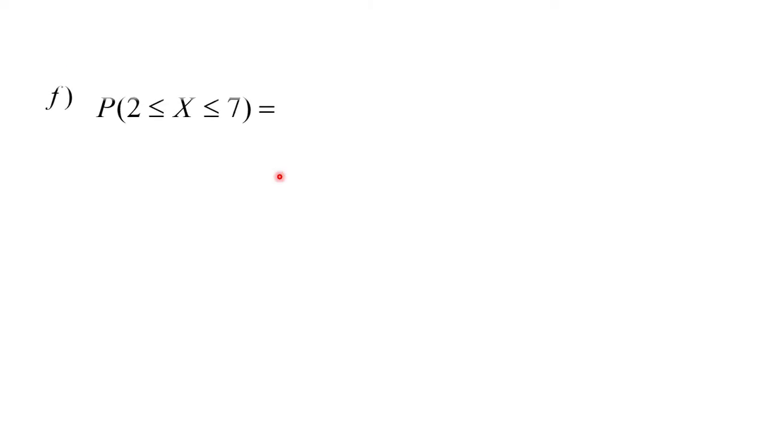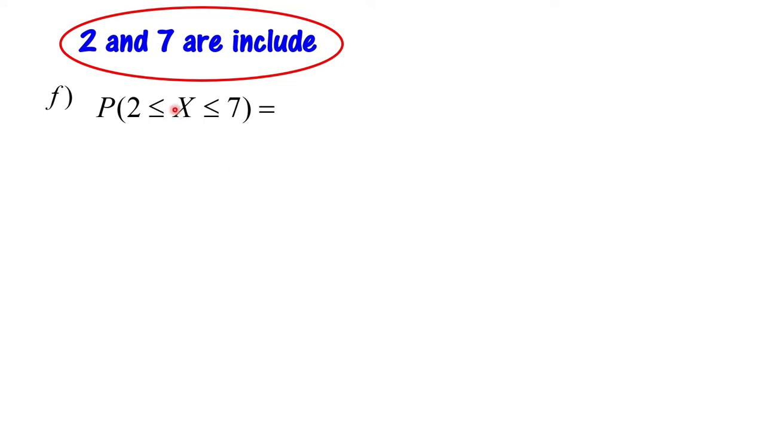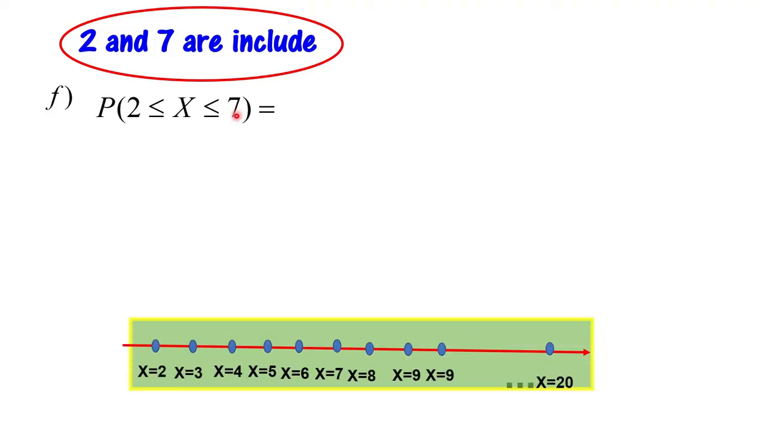Okay, what about F? Find the probability for x more than or equal 2, less than or equal 7. Please take note that 2 and 7 are included here. So one more time, by using the diagram, we can see that x starts from 0 and the last term is 7. 7 is included. This is the value for the question, that is the probability starting from 2 until 7.